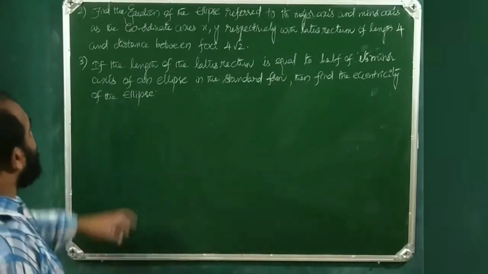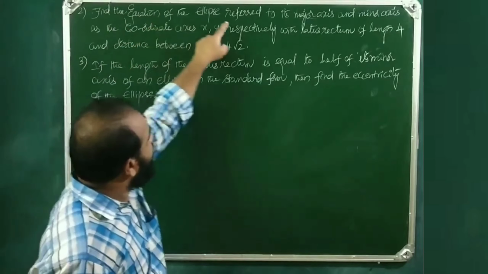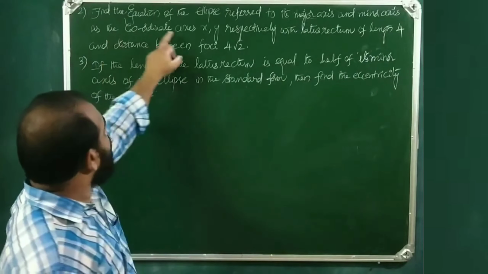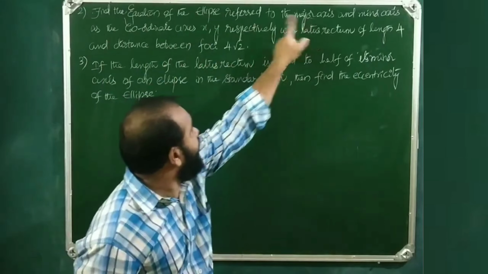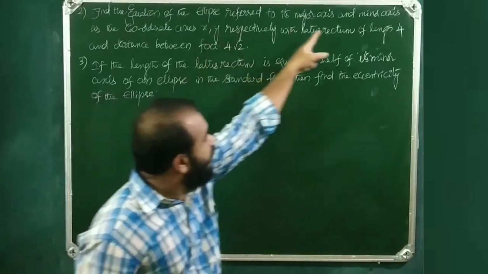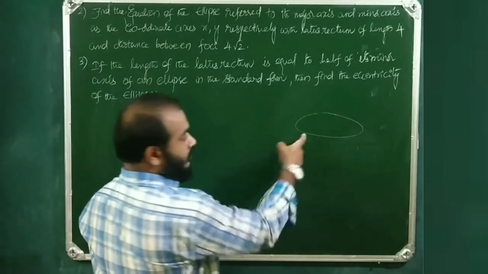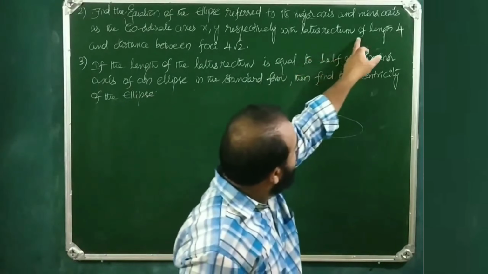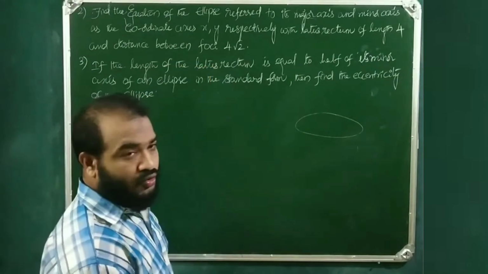Now let us see the second question. Find the equation of the ellipse referred to its major axis and minor axis as the coordinate axes x, y respectively. That means the major axis is along the x axis and the minor axis is along the y axis. That means this ellipse he is talking about, with its latus rectum of length 4 and distance between foci is 4 root 2.